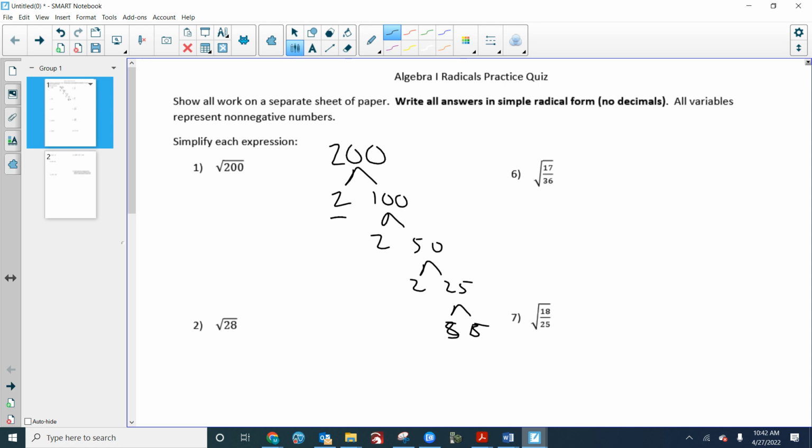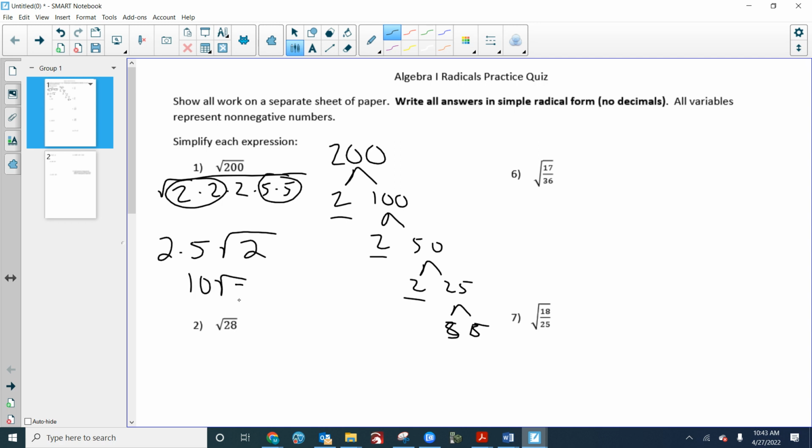Okay, so how many 2s do I have? 1, 2, 3. All under the square root. And a 5 times 5. Do I have a pair of 2s? I have a pair of 2s and I have a pair of 5s. So that means a 2 and a 5 comes out. What stays under? What's 2 times 5?